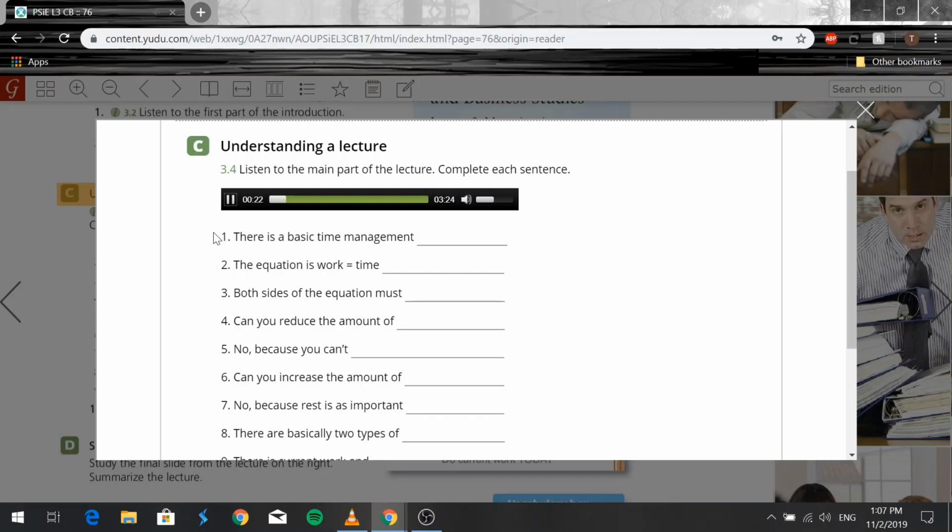This is the basic equation of time management. On one side, we have work. On the other side, we have time available. Equations must balance. Both sides must be the same. Work must equal time available. In other words, we must have enough time to do the work we have to do. How can we ensure that work equals time available?